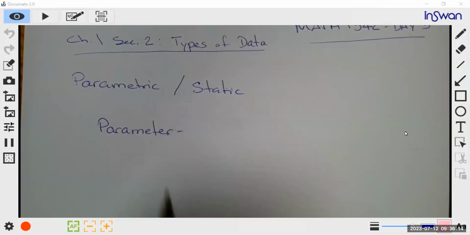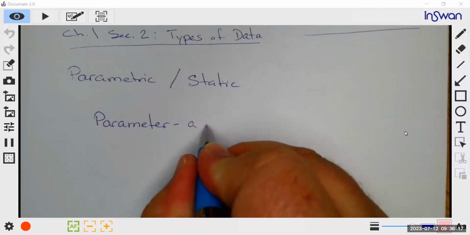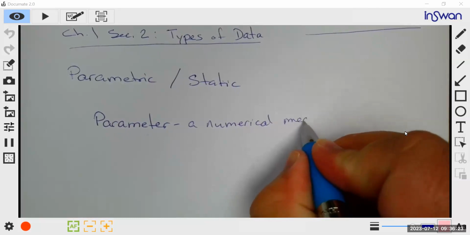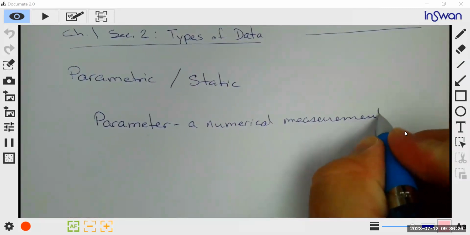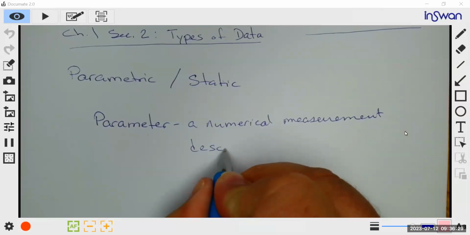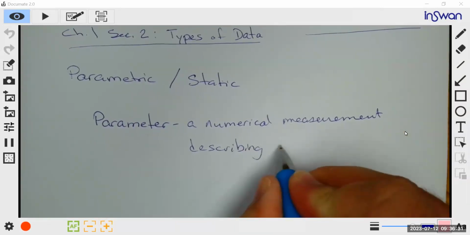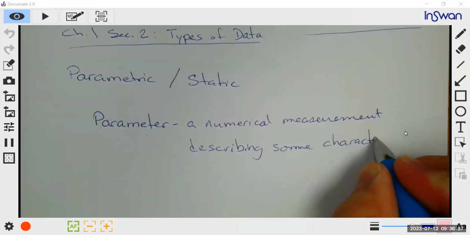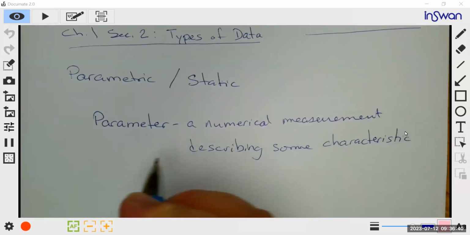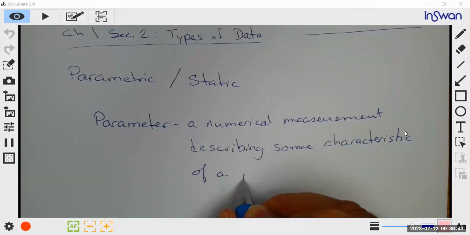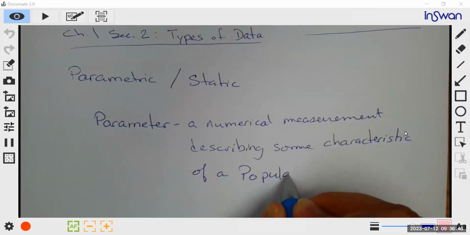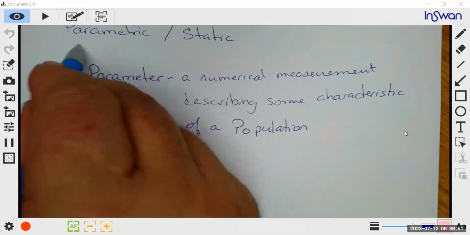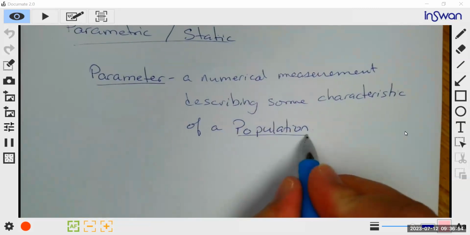A parameter is a numerical measurement describing some characteristic of a population. So a parameter, parametric one, goes with populations.